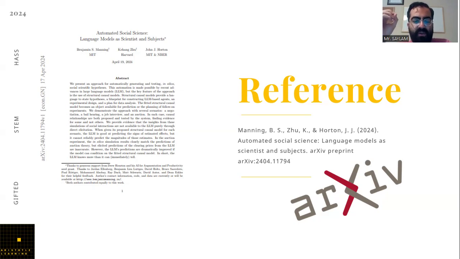Areas for future research include improving the fidelity of simulations by adding additional attributes to the agents, refining protocols for social interactions between LLM agents, determining optimal stopping rules for simulations, and setting up intelligently automated research programs for continuous experimentation. This is all of the Manning et al. study from MIT and Harvard.